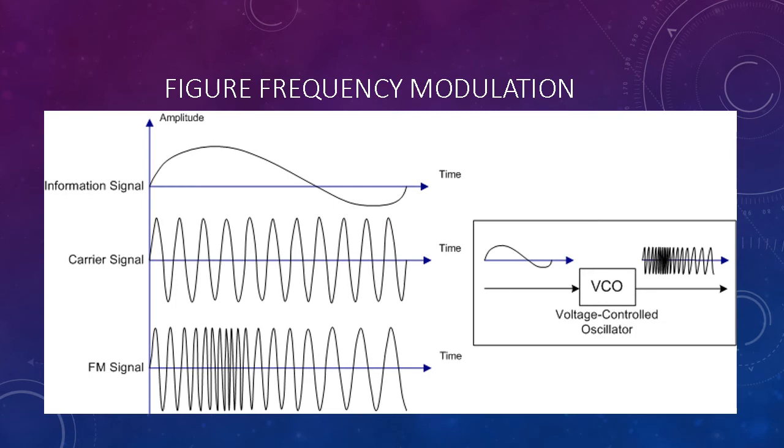Now in this figure you can see frequency modulation. The first one is the information signal, that is nothing but the original signal. It needs to be modulated, and in order to modulate we use a carrier signal. When they are combined together, the frequency modulated signal is formed. If you observe the frequency modulated signal, its amplitude remains constant, it never goes up and down. That is the reason why noise is removed in frequency modulation.